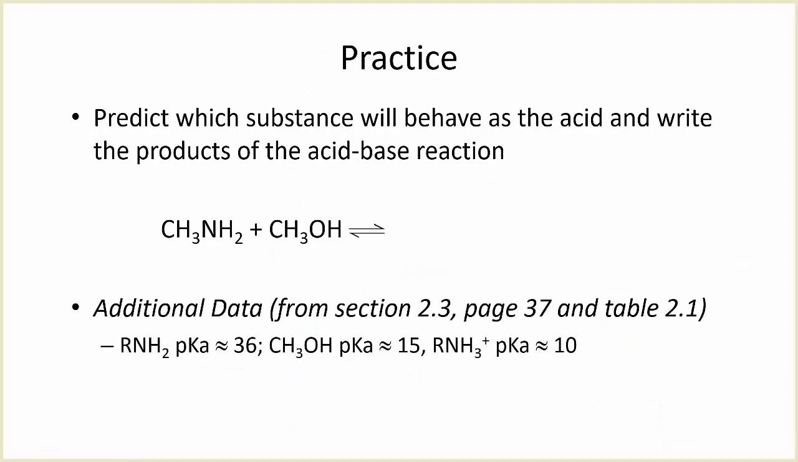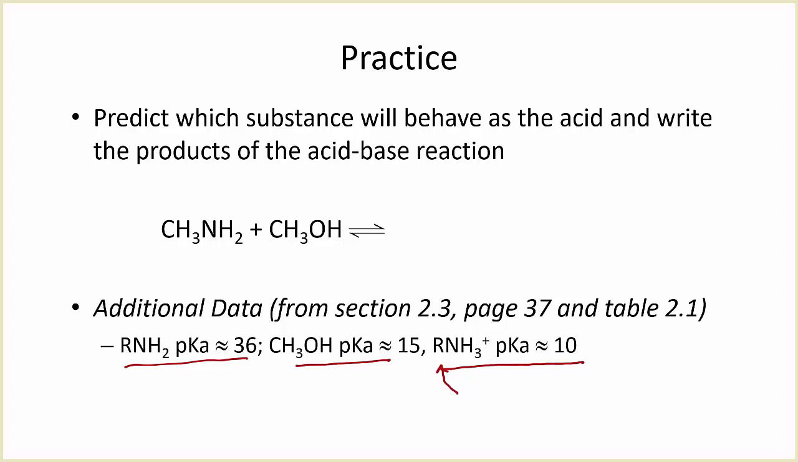So you might be wondering how I know what these values are. This is going to be a practice question, and here are the approximate values for the pKa's for the different substances that will be formed. This represents an ammonium ion on an alkyl group, a CH3 group. And you notice that the pKa's I have are 36, 15, and 10.